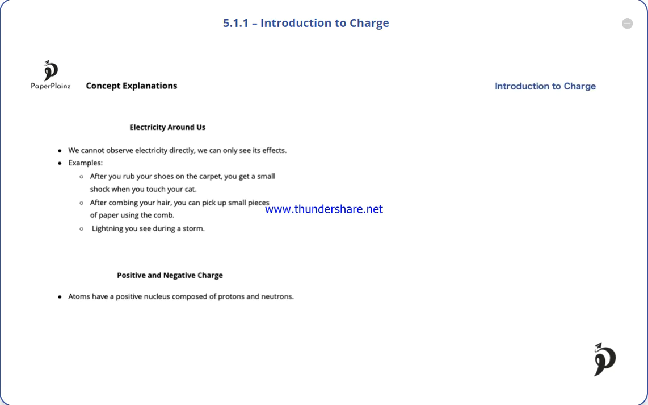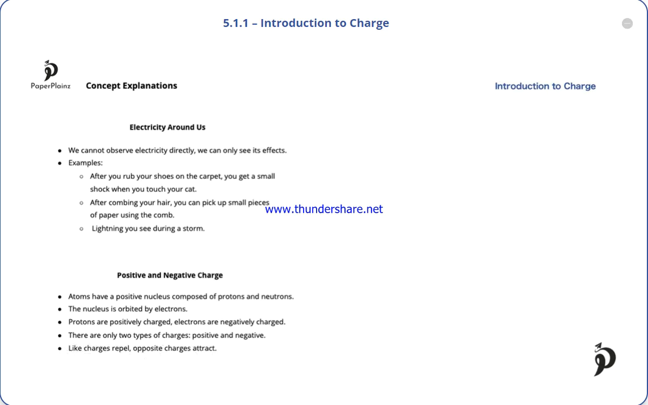Atoms have a positive nucleus that is composed of protons and neutrons, and this nucleus is orbited by electrons. A key point is that protons are positively charged while electrons are negatively charged. Neutrons, as their name suggests, are neutral. In other words, they have no charge.